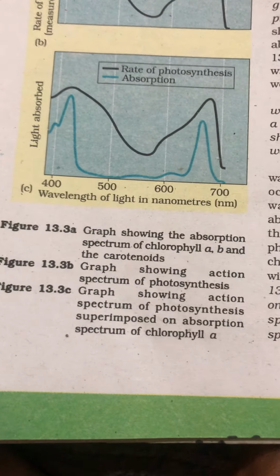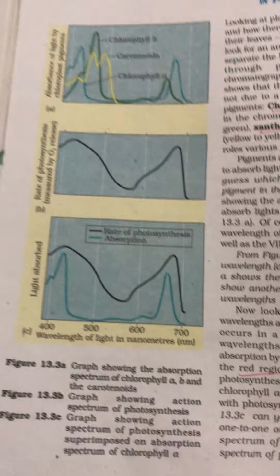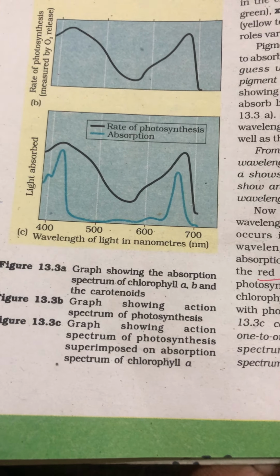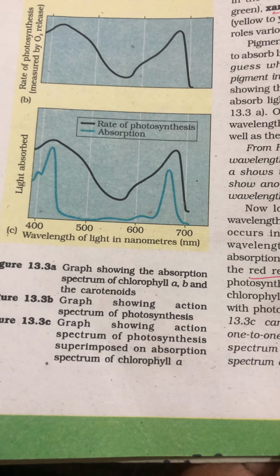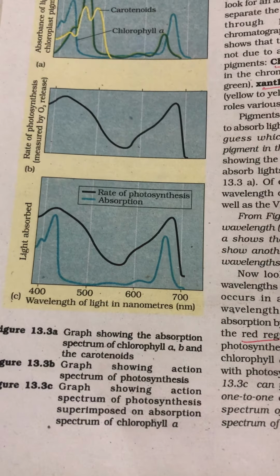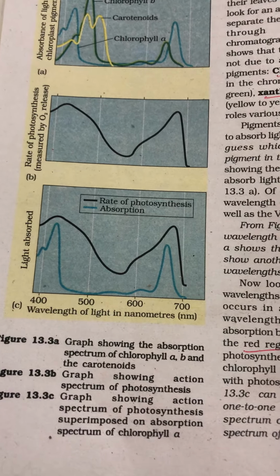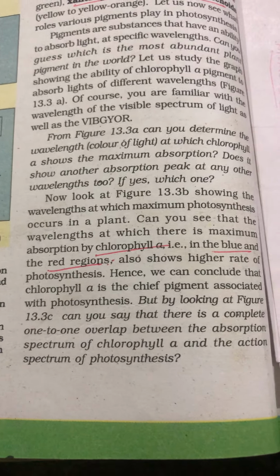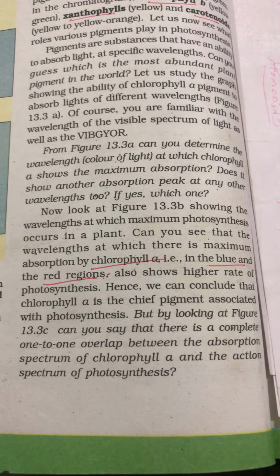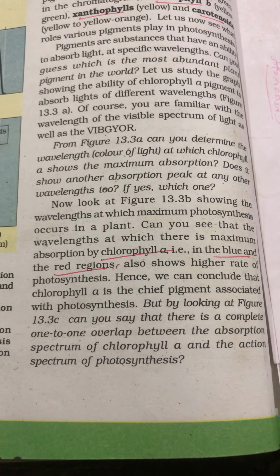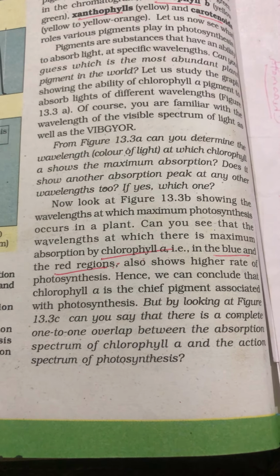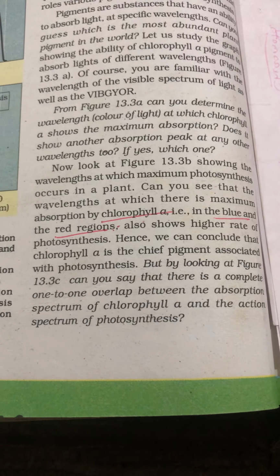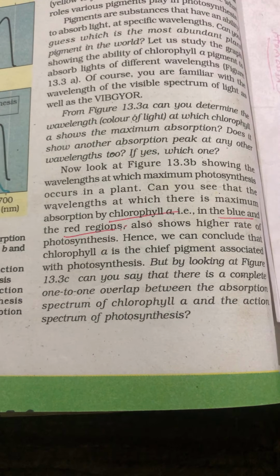Then the graph shows the action spectrum of photosynthesis. And another graph shows the action spectrum of photosynthesis superimposed on the absorption spectrum of chlorophyll A. So blue color is absorbed by chlorophyll A. Now what they say is, can you see that the wavelength at which there is maximum absorption by chlorophyll A, that is in the blue and red region, also shows a higher rate of photosynthesis? Here we can conclude that chlorophyll A is the chief pigment associated with photosynthesis.